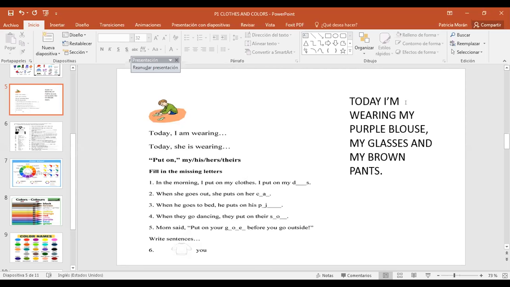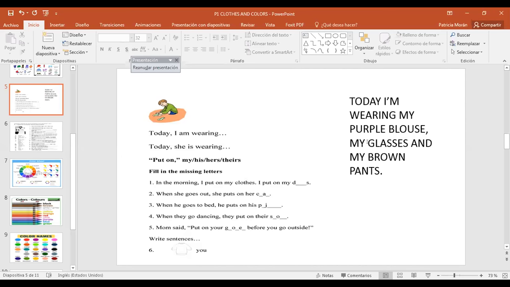Si usted se fija, yo dije, today I'm wearing, ¿verdad? Estoy utilizando el verbo con ing, que es algo de lo que vamos a estudiar más adelante. Luego dije, my purple blouse, un posesivo, ¿verdad? My. Sí. Utilicé un color, ¿verdad? Ya vimos que los adjetivos van primero, ¿verdad? En este caso, el color y luego el noun, ¿verdad? My purple blouse, mi blusa morada.